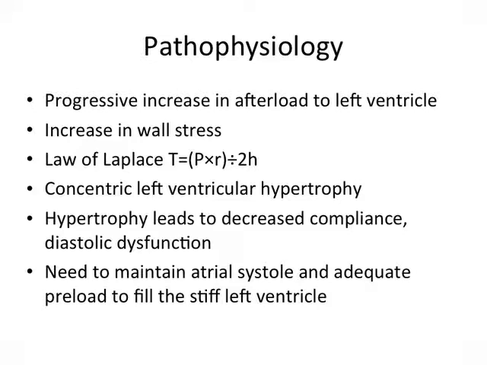The resulting left ventricular hypertrophy causes the left ventricle to become stiff and non-compliant, with collagen deposition noted in the muscle. Atrial systole and adequate preload are of vital importance to assist with filling of the left ventricle. A normal atrial systole may be 3 to 4 millimeters of mercury in pressure, but in advanced aortic stenosis, this atrial systole may increase tenfold to 30 to 40 millimeters of mercury.